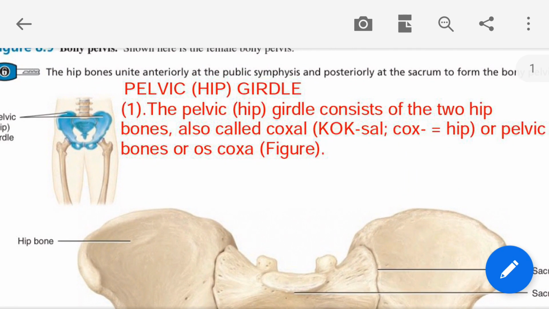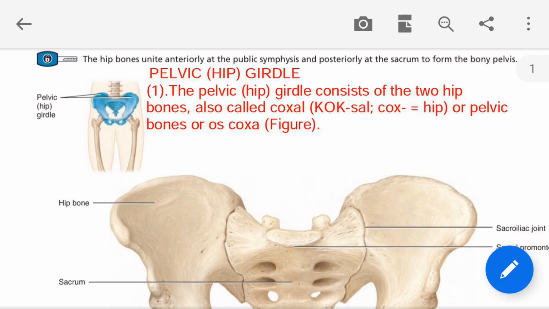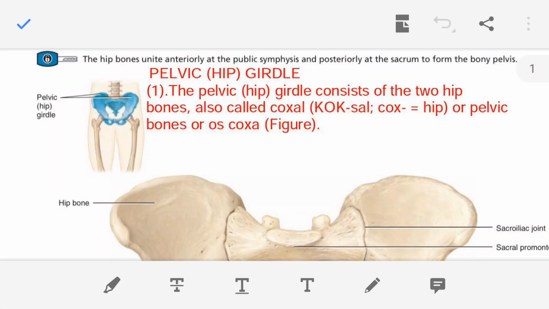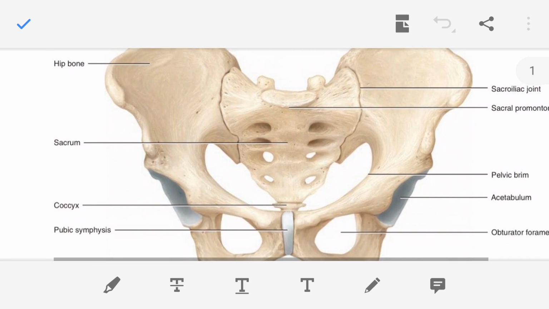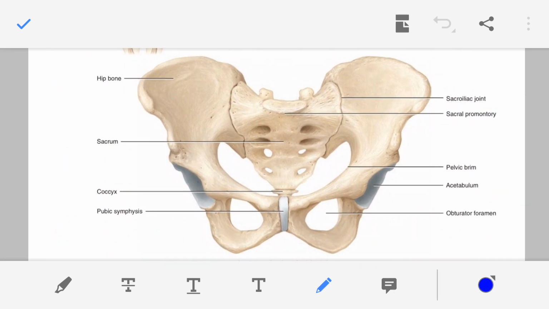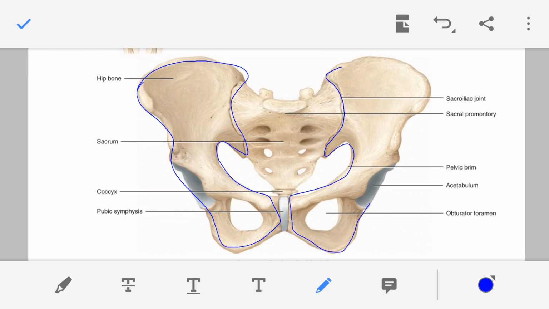Now starting with the first point of this presentation lecture. What is this pelvis girdle made up of? So this is the first point of our discussion. The pelvis girdle consists of two hip bones. For example, this one is one hip bone, and this one is the other hip bone.